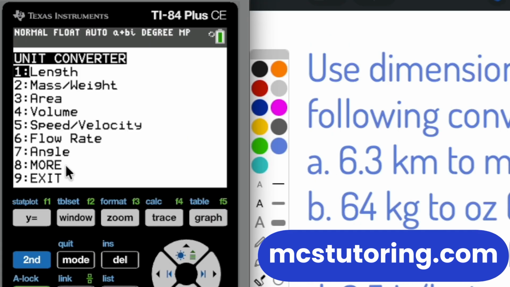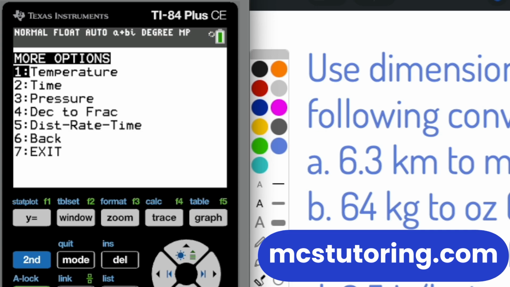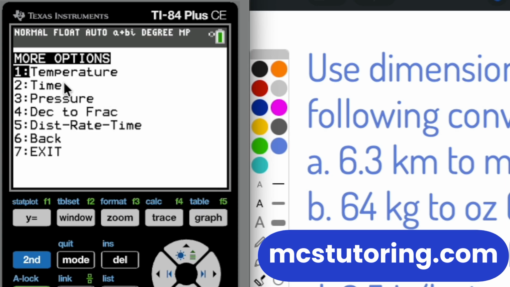Then we have our basic main menu here: length, mass, and weight. I don't want to argue with physicists about the differences. Area, volume, speed, velocity. I should actually include acceleration, but it only has a couple acceleration conversions here. Flow rate, angles, and I'll go to the more menu just to show you what it has. We got temperature, time, pressure, decimal fraction, and distance, rate, time.